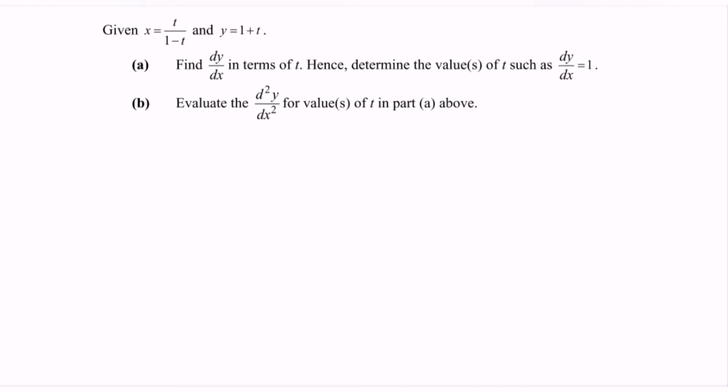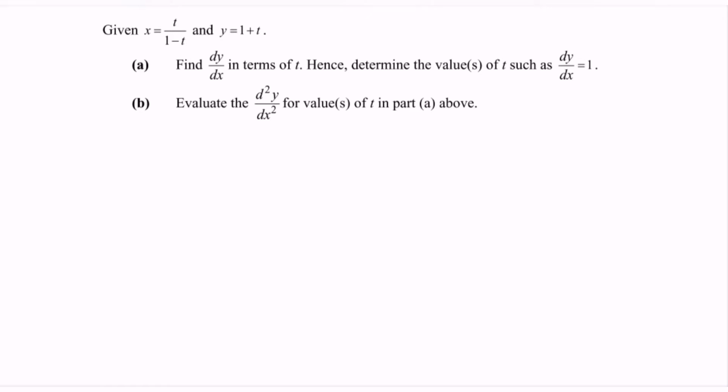In this video, I'm going to discuss the example for parametric differentiation. So kindly refer to the question: given that x is equal to t over 1 minus t, and y is equal to 1 plus t. (a) Find dx/dt in terms of t. Hence, determine the value of t such that the first derivative, or we can say dy/dx, is equal to 1. Followed by (b), evaluate the second derivative for the values of t in part (a) above.